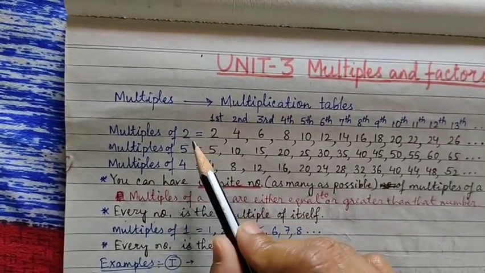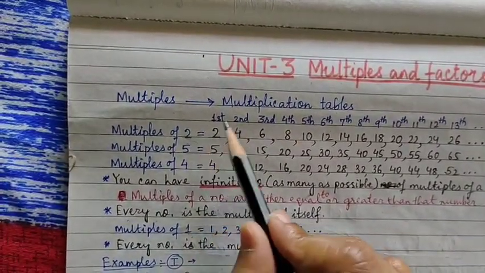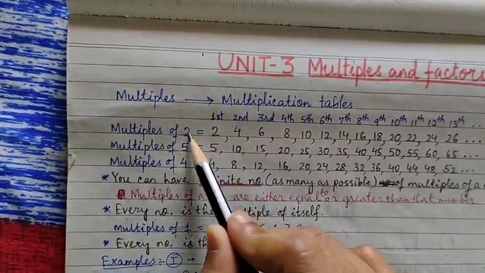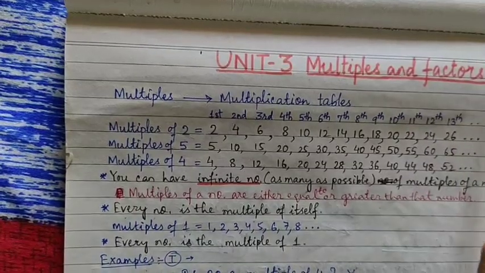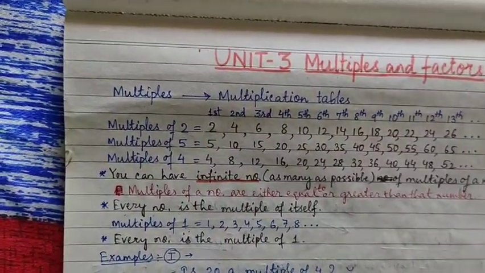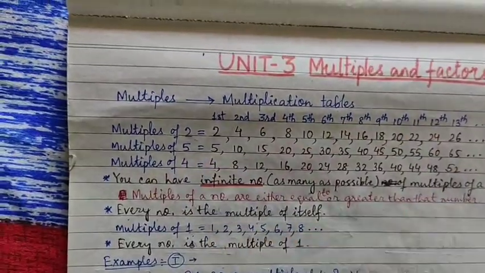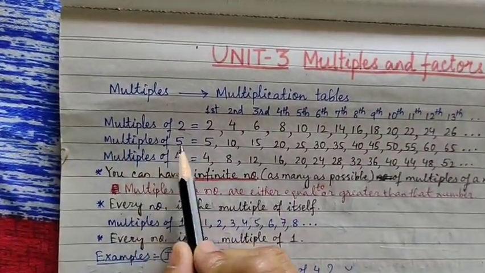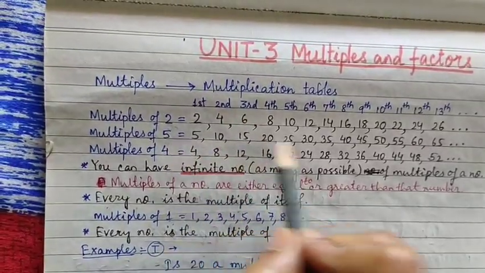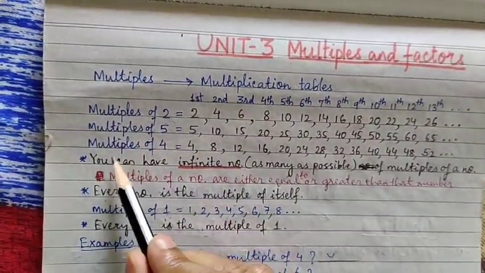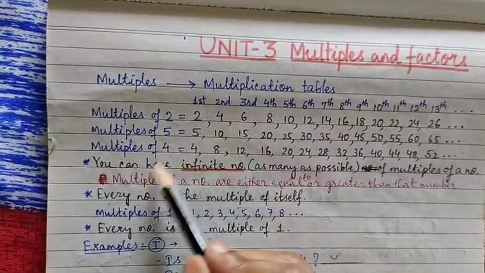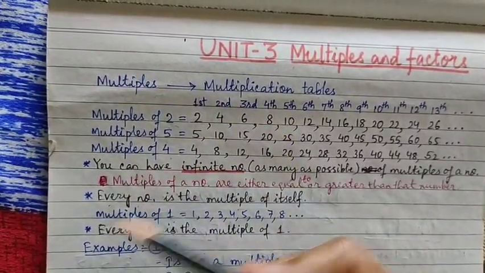Suppose you are going to find the 12th multiple of 2. 12th यानी 12वां. So 12th here, 12 twos are 24. You can also find the 100th multiple of 2. That is 100 twos are 200. Similarly, you can find the multiples of 5. 5 ones are 5, 5 twos are 10, 5 threes are 15 and so on. Multiples of 4, recite the table of 4. 4 ones are 4, 4 twos are 8, 4 threes are 12, 4 fours are 16 and so on.